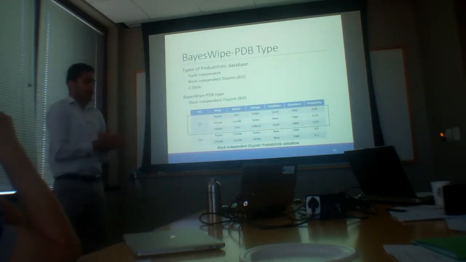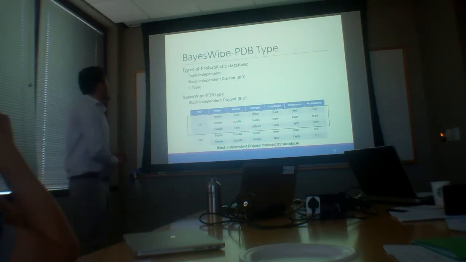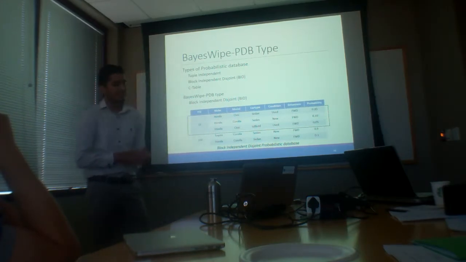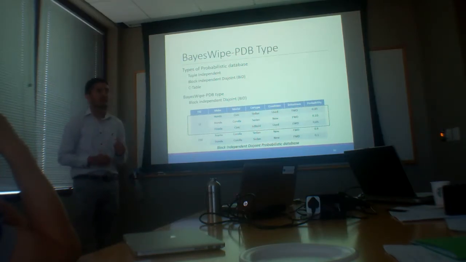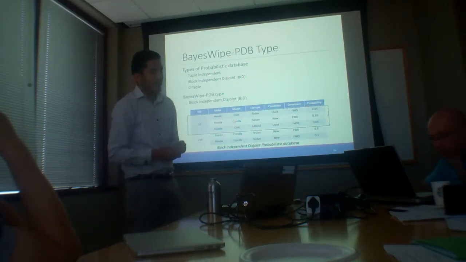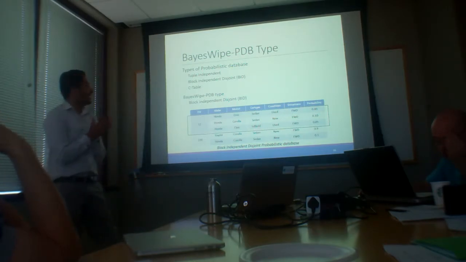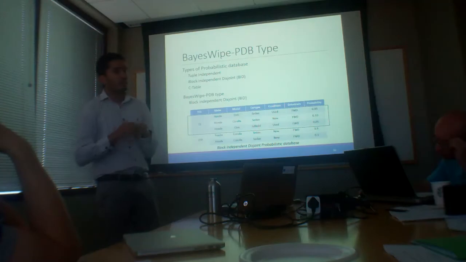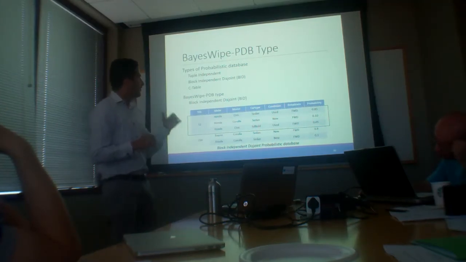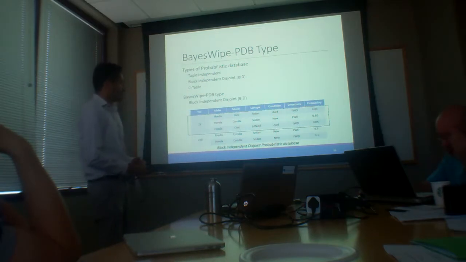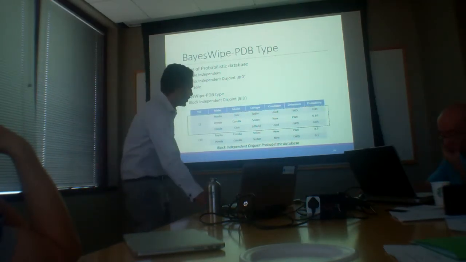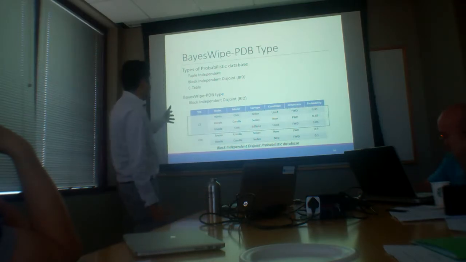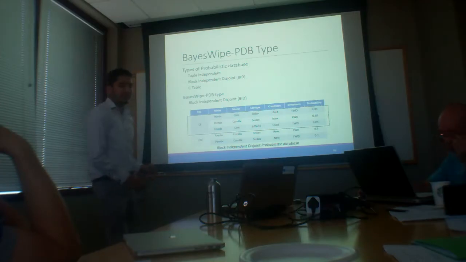Since BayesWipe PDB is a probabilistic database, there are different kinds of probabilistic databases. First is tuple independent, the other is block independent disjoint, and the third one is C-tables. The type of probabilistic database that we have in BayesWipe PDB is the block independent disjoint type. In a block independent disjoint probabilistic database, the tuples are divided into blocks, and every tuple inside a block is mutually exclusive from each other, and every tuple outside that block is independent from the tuples inside the block. For example, here is a demonstration of a block independent disjoint probabilistic database.